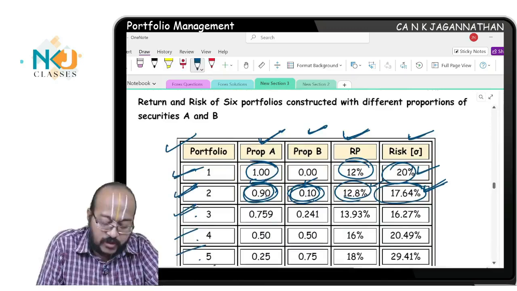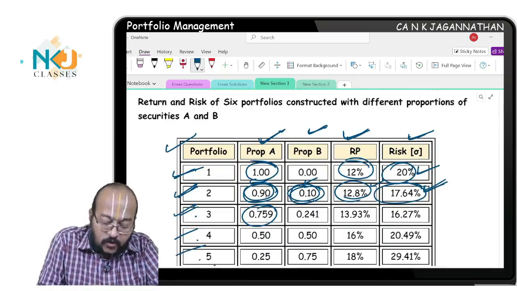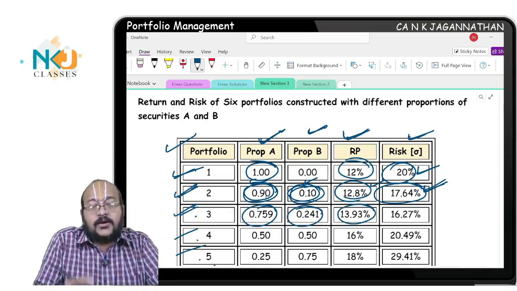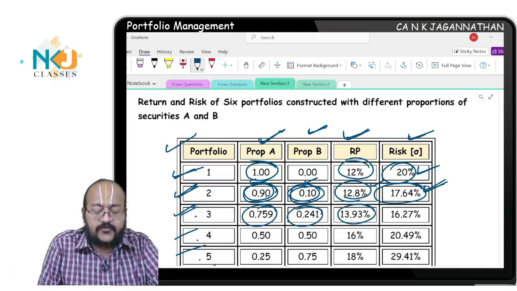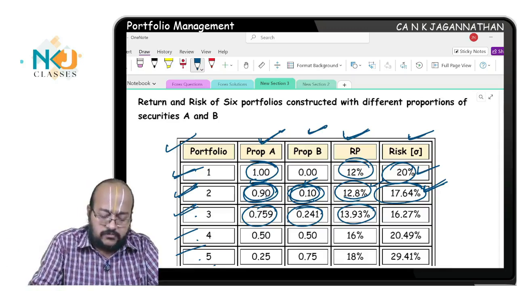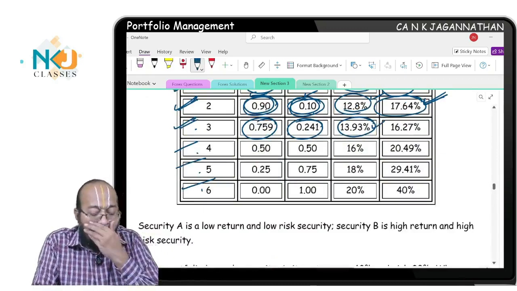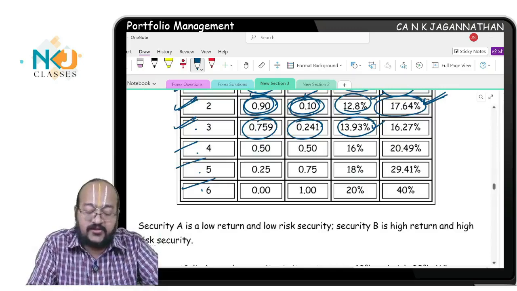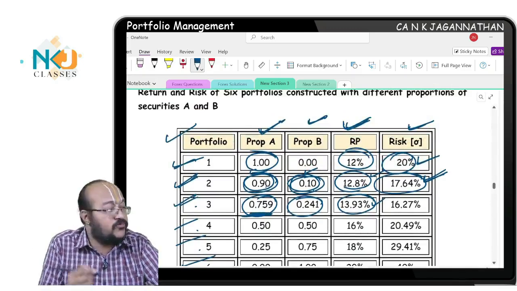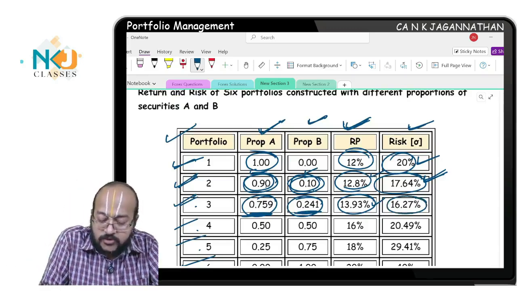Next, coming to portfolio 3, what happens? I invest 75.9% in security A and 24.1% in security B, and the return of the portfolio is the weighted average return of the individual securities: 75.9% into 12% plus 24.1% into 20%. If I compute, I get 13.93 as the weighted average return of the portfolio, wherein 75.9 is the proportion of A and 24.1 is the proportion of investment in B, and the risk of the portfolio comes to 16.27.